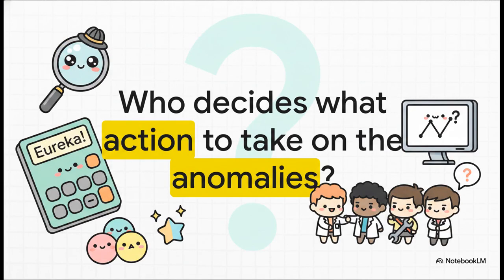And that brings us to the end of today's investigation. Mathematics and unsupervised learning can brilliantly reveal these hidden structures. They can spot the outliers perfectly and completely autonomously. But it ultimately leaves us with a truly profound question. If an algorithm is the thing deciding what is normal, who decides what action we actually take on the anomalies?